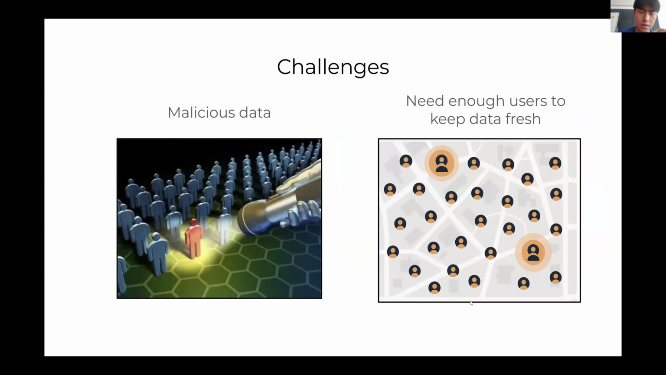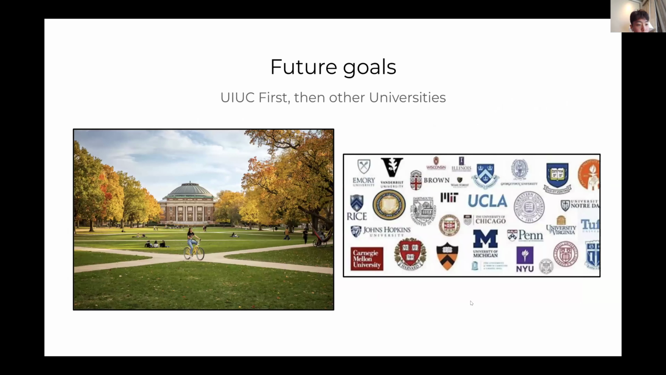Currently, we still have some challenges left. One of them is a big issue with malicious data. We've been able to eliminate small inputs that skew our data, but with severe efforts to change it, we still have that problem. And we also have another problem with keeping enough users to keep our data fresh all the time. Okay, in the future, we plan to implement this app on our campus first.